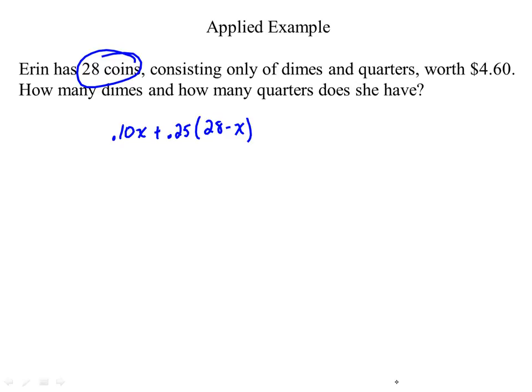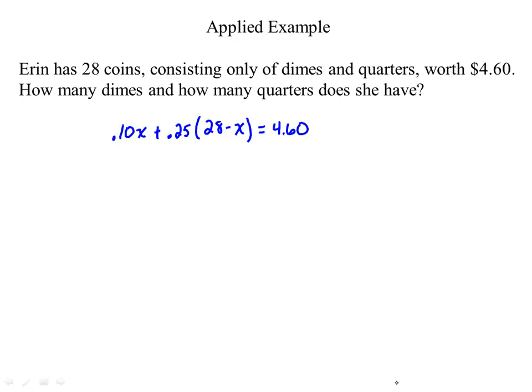So to get our quarters, we have to do 28 minus however many dimes we're going to get. So it's going to be 28 minus our total number of coins minus our dimes. Is that better, Chloe? Good deal. All right, it's equal to $4.60. Take this equation and solve it, please.